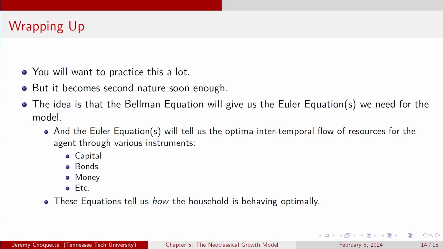And then the Euler equations tell us the optimal intertemporal flow of resources for the representative agent through various instruments, right? You'd have capital, bonds, money, etc. And these equations tell us how the household is behaving optimally over time. It's giving us an intertemporal link. It gives us a link between today and tomorrow.